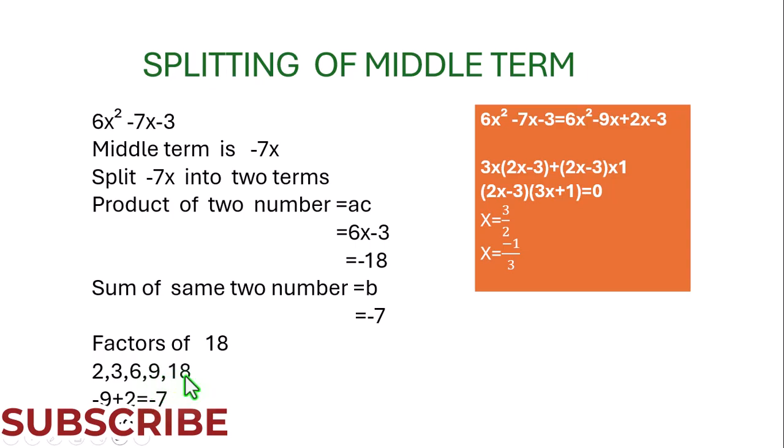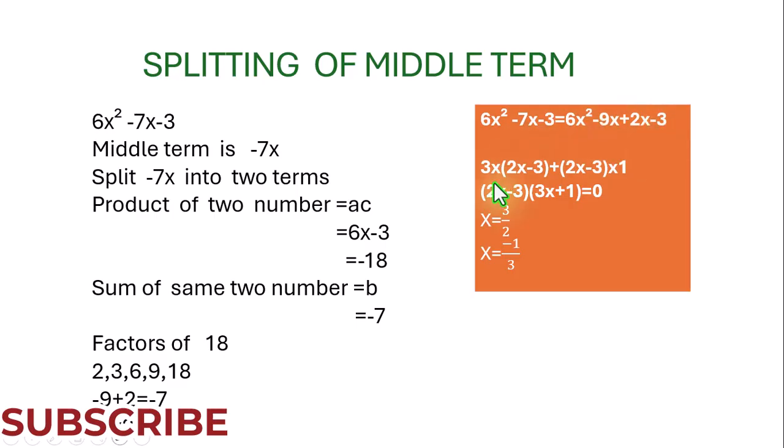Then first find the factors of the product: 2, 3, 6, 9, 18. The sum of the 2 factors is minus 7 and the product of the same 2 factors is minus 18. Here the suitable factors are minus 9 and plus 2. Minus 9 plus 2 is minus 7, and minus 9 into 2 is minus 18. So split minus 7x into minus 9x plus 2x: 6x square minus 9x plus 2x minus 3.